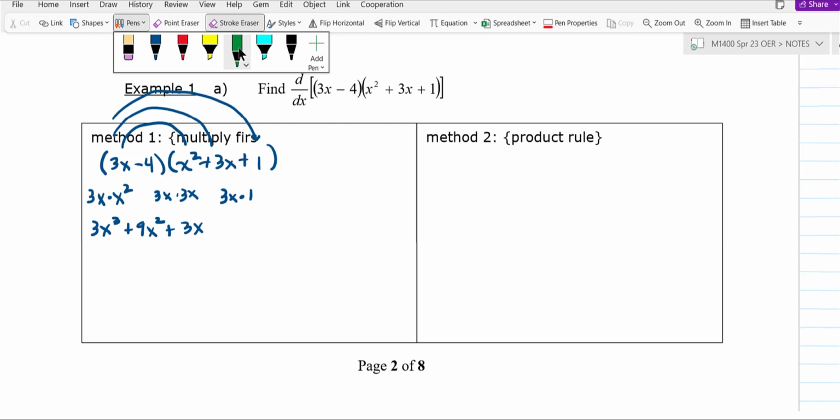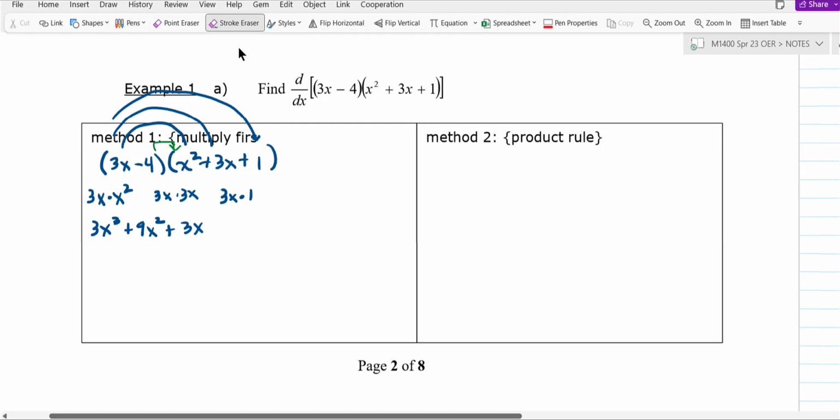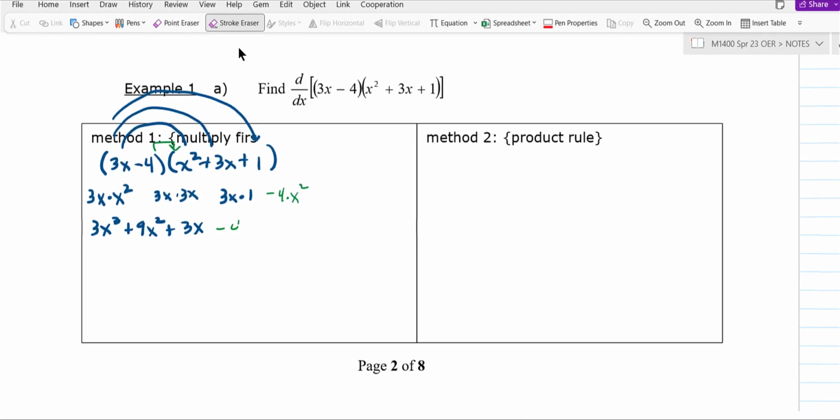Okay, so now I do this. I'll do negative 4 times x squared, and just bring that down. That's negative 4x squared. Then I'm going to do negative 4 times 3x, which is going to give negative 12x, like that. Then I'm going to do negative 4 times positive 1, which is negative 4. I'm just writing down the steps to show you what you're doing in your head anyway.